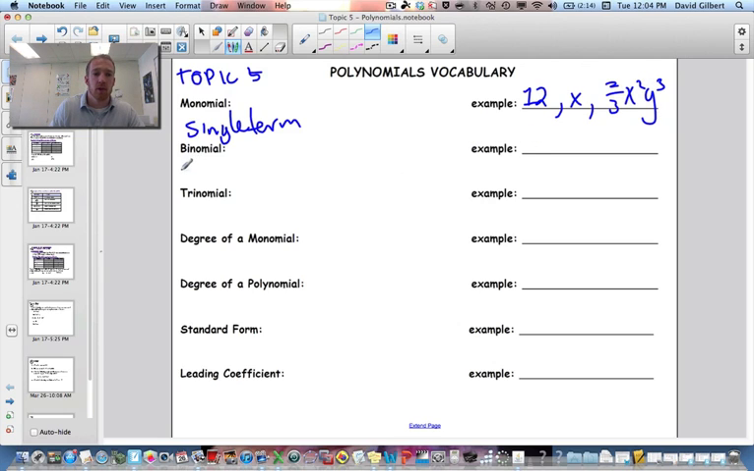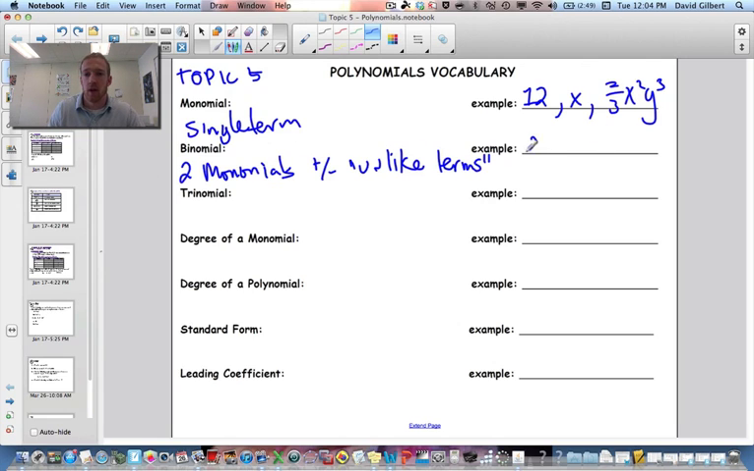A binomial is just two monomials together. And when I say together, I mean being added or subtracted. So basically you want to think unlike terms. When we say you can combine like terms, if you cannot combine them, then they're unlike terms, and a binomial is just two unlike terms.